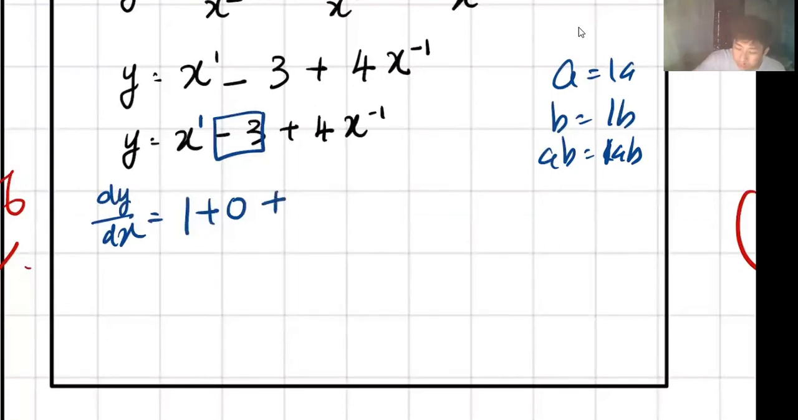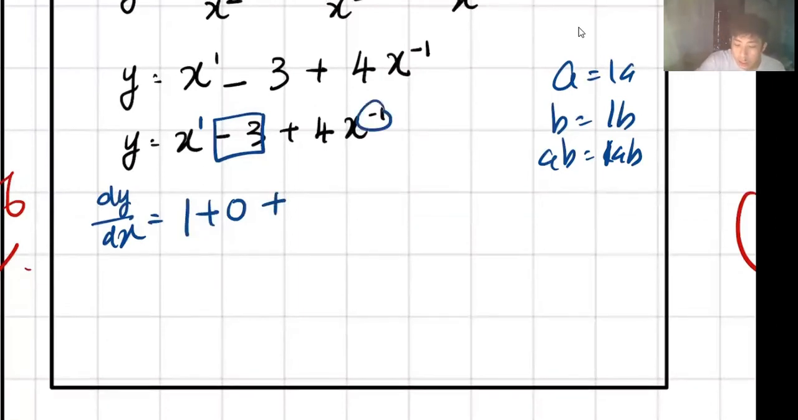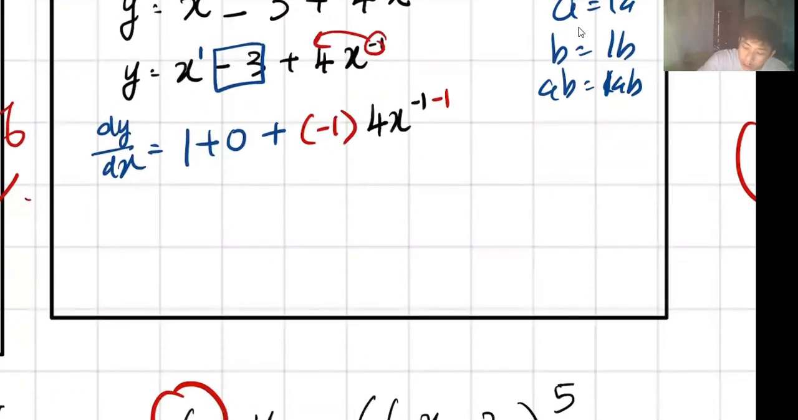Plus this one. This is not x power 1, and this is not a constant also. So this one you have to differentiate. What I do is I bring the negative 1 in front, then I copy back 4x, and with the power, I just minus 1 more. I bring the power in front, then I minus the power by 1 more. That's how I differentiate. So dy/dx equals 1, the 0 I don't have to write, plus minus 4x to the power of minus 2.